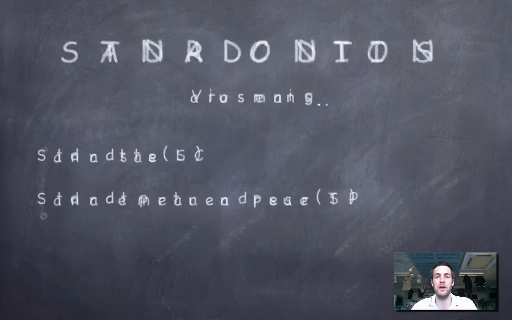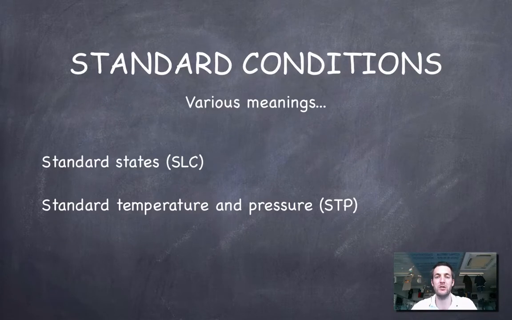Now, if we're talking about standard enthalpy changes, it's important to know what we mean by standard, and there are various meanings of standard conditions. If we're talking about standard laboratory conditions, so that's materials in their standard states, we're talking about a temperature of 25 degrees centigrade or 298 Kelvin and a pressure of 1 atmosphere or 101.3 kilopascals. This is different to standard temperature and pressure, which is confusing, but it's worth bearing in mind.